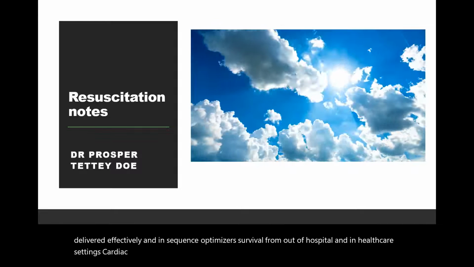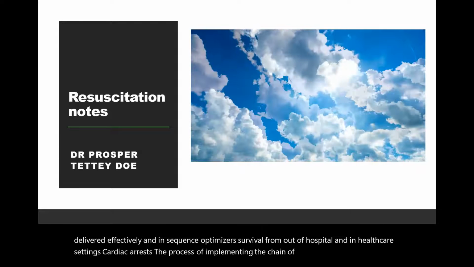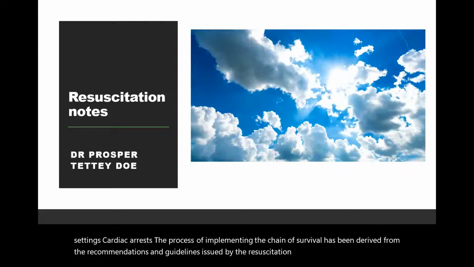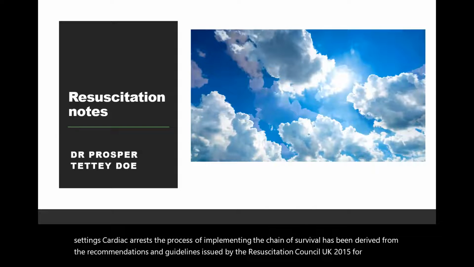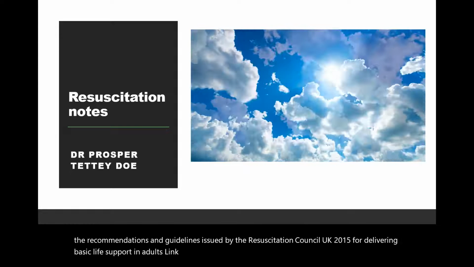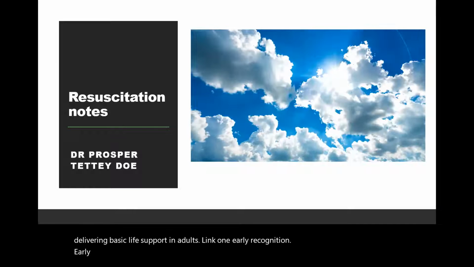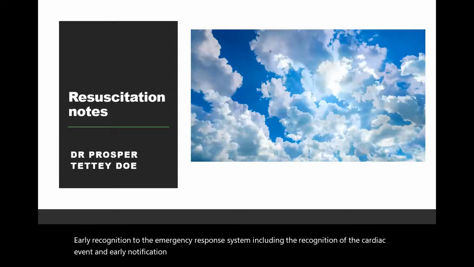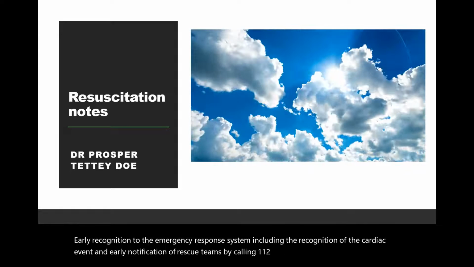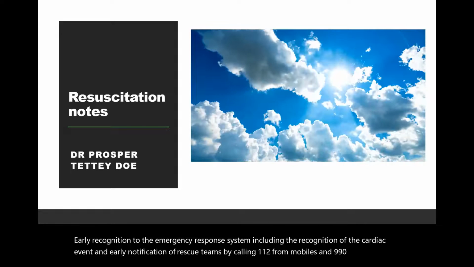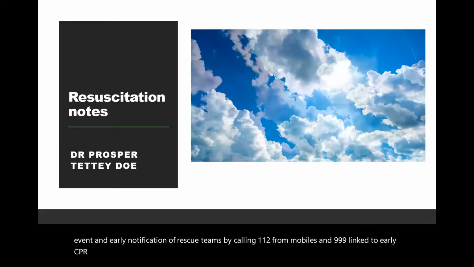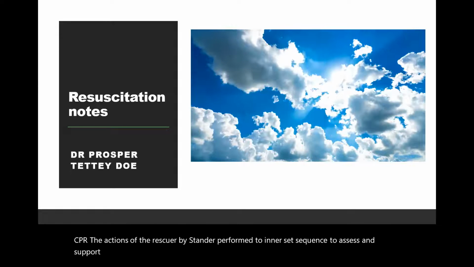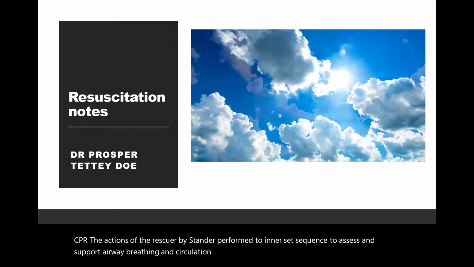The process of implementing the chain of survival has been derived from the recommendations and guidelines issued by the Resuscitation Council, UK, 2015 for delivering basic life support in adults. Link 1. Early recognition. Early recognition and access to the emergency response system, including recognition of the cardiac event and early notification of rescue teams by calling 112 from mobiles and 999.